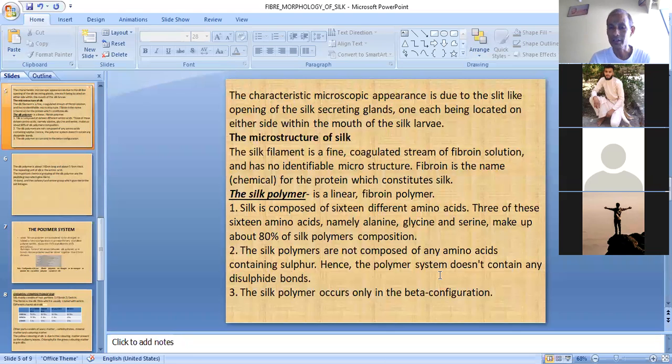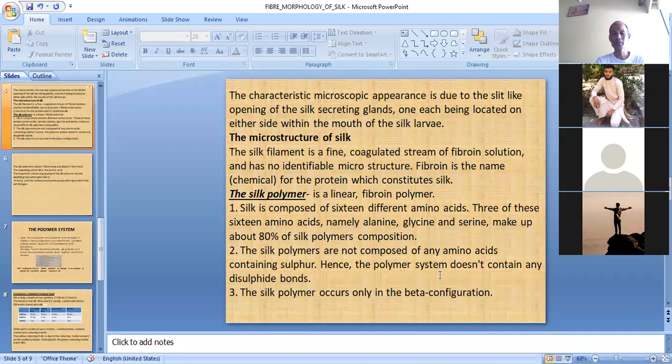जहाँ से ये glands जो liquid secrete कर रही हैं, वो जो जहां जिस पार्ट से वो बाहर निकल रहा है, it is having slit-like opening. एक ट्रायंगुलर स्लिट जैसा ओपनिंग होता है, उसकी वजह से सिल्क का जो ट्रायंगुलर क्रॉस सेक्शन होता है, one each being located on either side within the mouth of the silk larva. जो सिल्क वॉर्म है उसके मुंह के अंदर की तरफ दोनों साइड्स के अंदर स्लिट लाइक ओपनिंग होती है, और वो जो स्लिट लाइक ओपनिंग उनका शेप ट्रायंगुलर शेप होता है. That's why the silk filament is having triangular cross section.